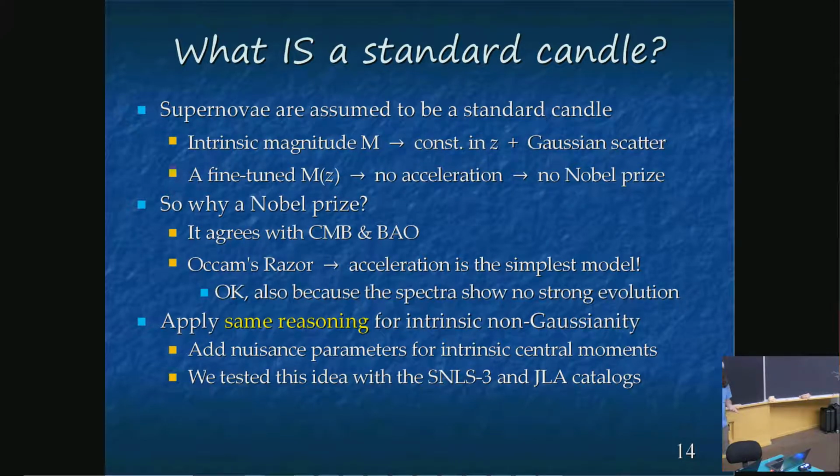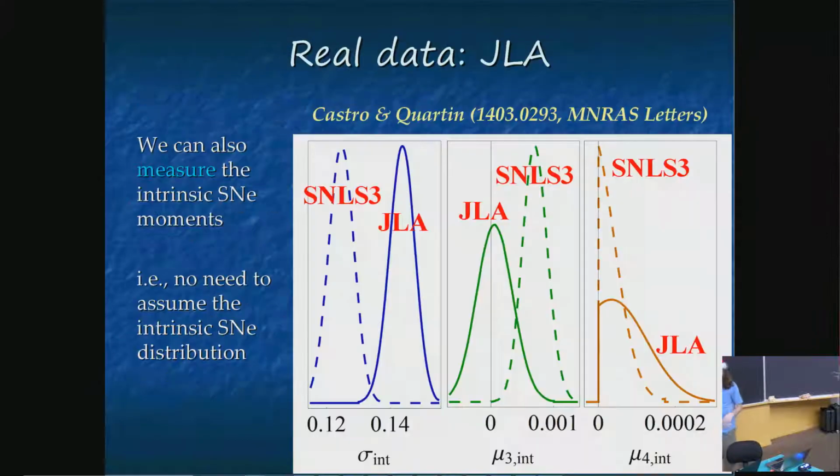So we can apply the same reasoning for the intrinsic non-Gaussianity. I'm just assuming that it's probably non-Gaussian, but that it doesn't evolve with redshift, okay? So you can put some intrinsic skewness, intrinsic kurtosis, as long as it doesn't increase with redshift. And that's what we did for the SNLS3 and JLA catalog. We put in a nuisance parameter. And it's very interesting, actually, what we get.